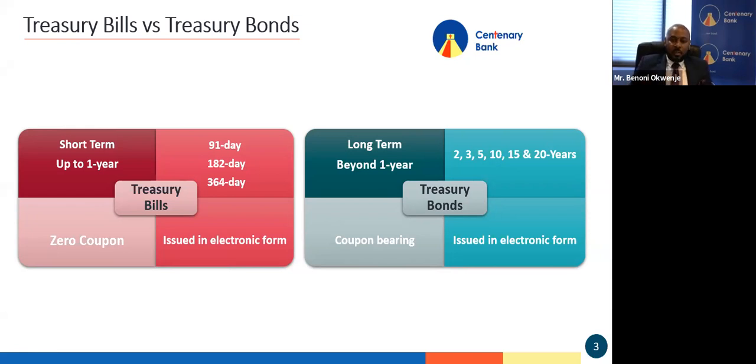Treasury bonds, on the other hand, are more long-term. These are issued in tenors of 2-year, 3-year, 5-year, 10-year, and 15-year. Actually, last year in December, government issued via private placement the first 20-year treasury bond to the market, which was very well received. I suspect that in the next fiscal year, beginning July, they're going to formalize that 20-year bond tenor as an official benchmark for the market.